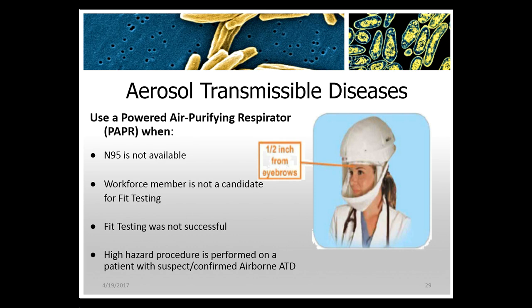A powered air purifying respirator called a PAPR. These are used when an N95 is not available or the workforce member is not a candidate for fit testing or was not successful with the fit testing. It's used primarily for high hazard procedures when a task is being performed on a patient with a suspect or confirmed airborne ATD. Next slide.